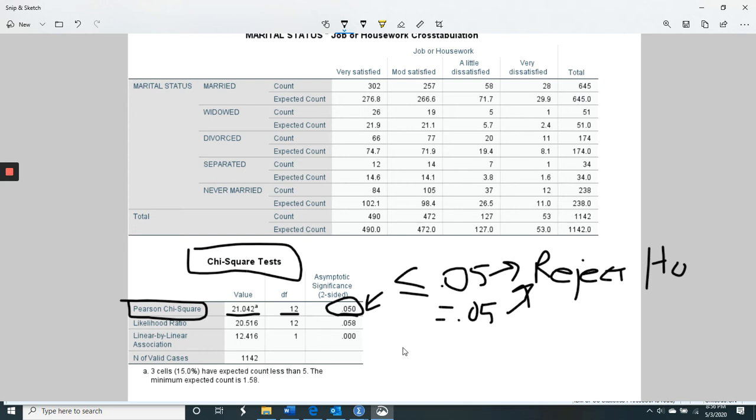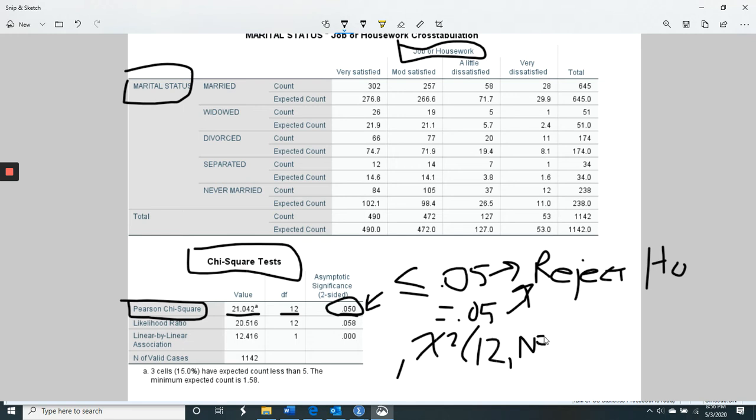When we write this up, we would write: there was a significant relationship between marital status, you could say using a chi-square, and satisfaction with one's job or doing housework. Then we do a little comma, chi-square. Our degrees of freedom was 12 over here. And our sample size was down here. We had 1,142 people.